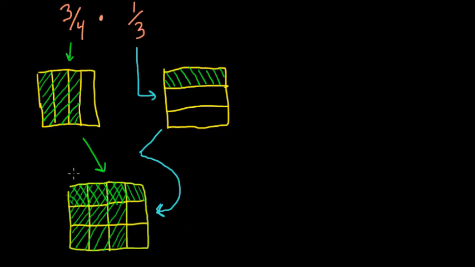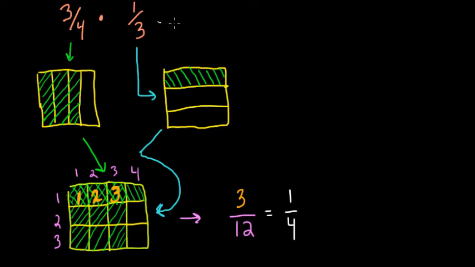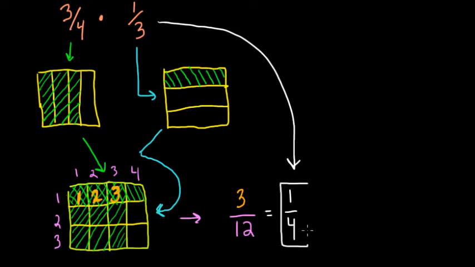So now I want you to notice the total amount. I've got 1, 2, 3, 4 right there. And 1, 2, 3 on the side. So it's 4ths and 3rds on the side. And I got 12 total boxes, and out of those 12 total boxes, 1, 2, 3 of those boxes have the double shading. So the answer is 3/12, which we can simplify, a factor of 3, and so the numerator will be 1, and the denominator will be a 4. There you go. 3/4 times 1/3 is 1/4, and that's how we model that.